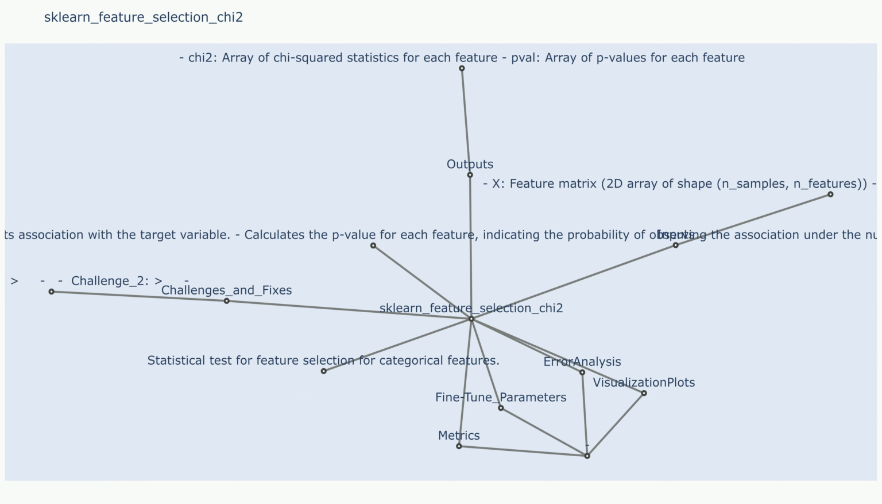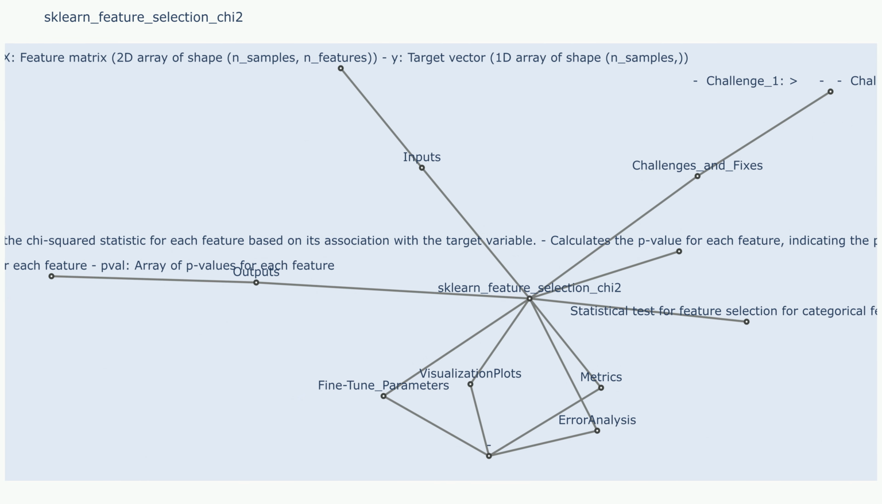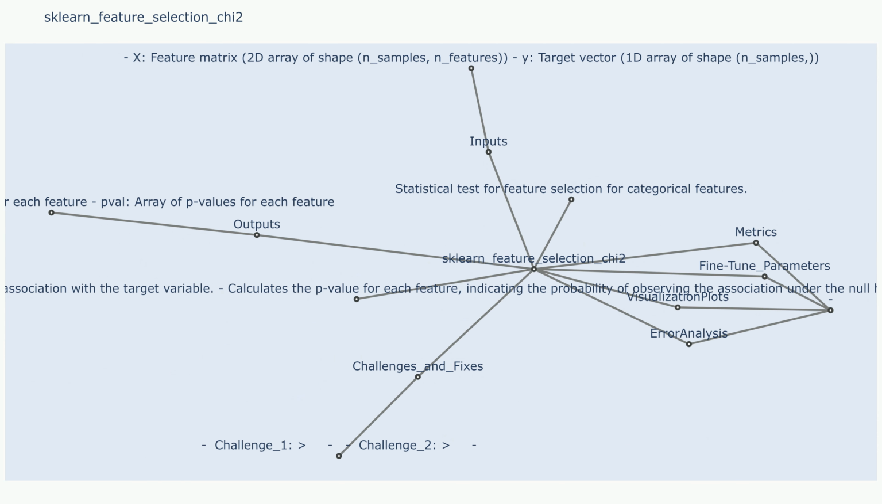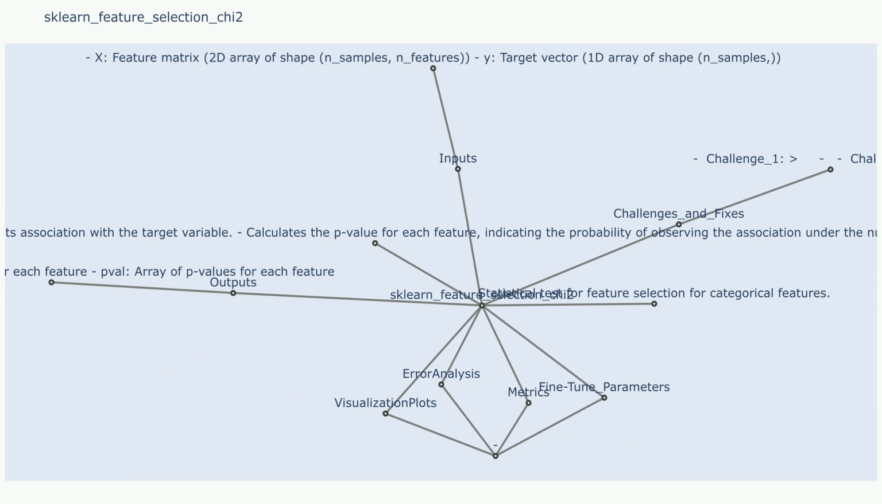Challenge 1: features with many categories can have inflated chi-squared statistics. Sample use case that resulted in challenge 1: a feature representing a user's location with many possible locations. Fixes to challenge 1: consider using feature engineering techniques to reduce the number of categories, or use a different feature selection method that is less sensitive to the number of categories.